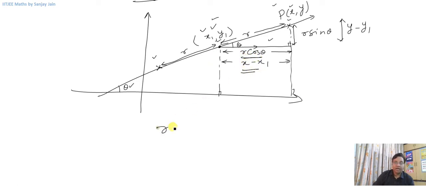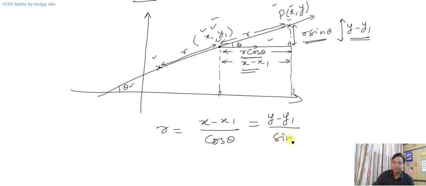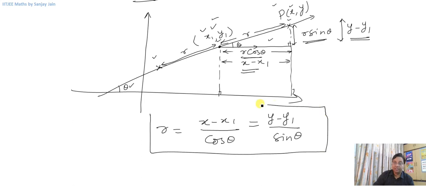right? So r cos theta is equal to x minus x1. So what will be r? r will be x minus x1 divided by cos theta, and from here r sin theta is equal to y minus y1. So what will be r? It will be equal to y minus y1 divided by sin theta, right? So I've got this equation here. This is the equation of a line passing through a point x1, y1 making an angle theta with the positive direction of x-axis in parametric form.